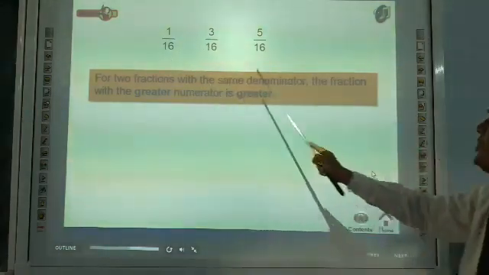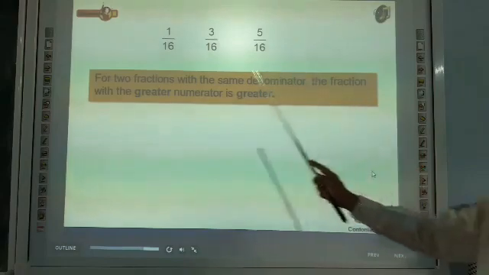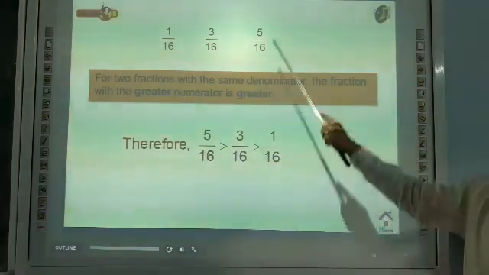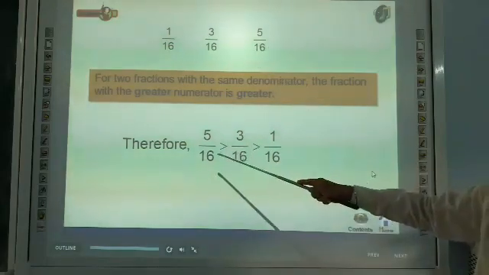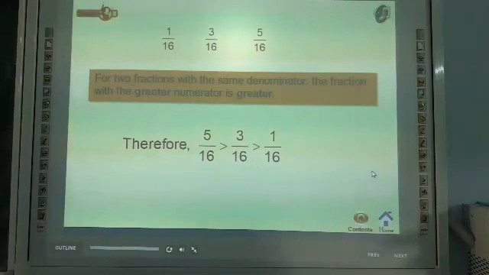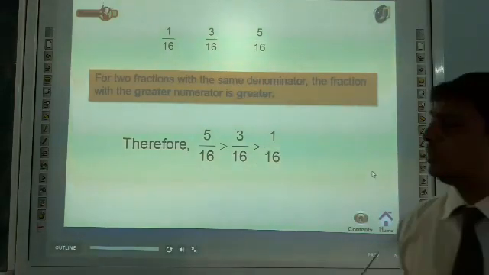For two fractions with the same denominator, the fraction with the greatest numerator is greater. Therefore, 5 upon 16 is greater than 3 by 16, which is greater than 1 upon 16. Okay students, write down the question.